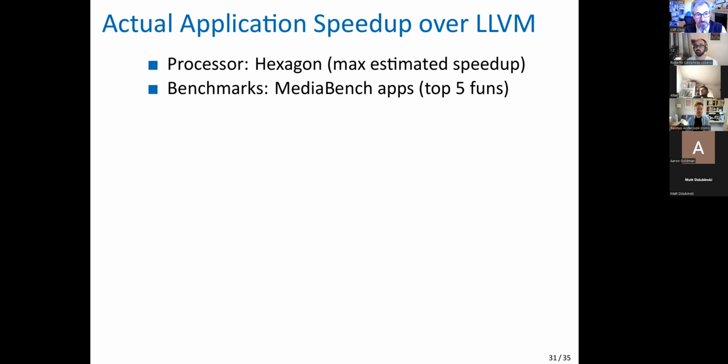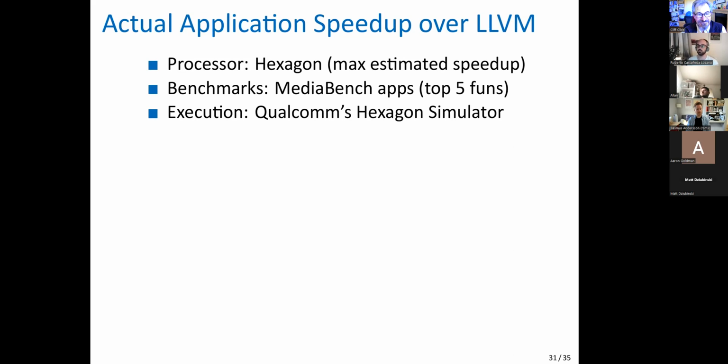And for benchmarks, we picked MediaBench applications. MediaBench is a benchmark suite that has signal processing and coding, decoding, and things like that you typically do in DSPs. And like I mentioned before, we didn't compile all the code with our approach, only the hottest five functions in each benchmark. It would take too much time, and it's kind of pointless to compile everything with this. And to execute it, we use the Hexagon Simulator. We didn't have access to the real hardware.